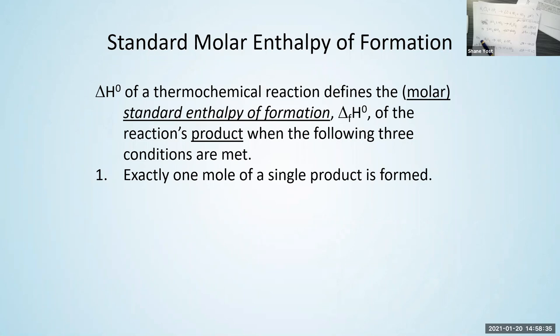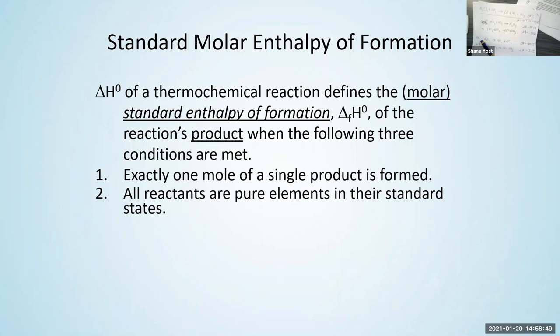And the rules that apply to these formation reactions is that the name of the reaction is a formation reaction, right? It's forming something. So you've got to form just one specific thing, and that one specific thing has to have a stoichiometric coefficient of one. So there's just a single product with a stoichiometric coefficient of one. All reactants for these formation reactions are their pure elements in their standard states.